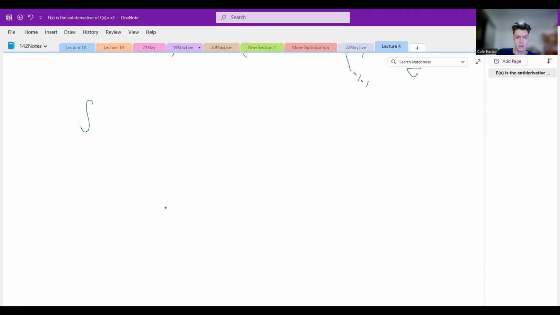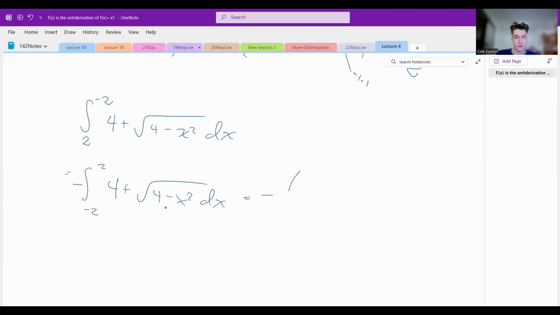So once again, let's do one more example. Let's say the integral from 2 to -2 of 4 plus the square root of 4 minus x squared dx. The first thing we want to do is look at these bounds. We're going from +2 to -2, so let's switch this so that we're going from left to right, and then we can think about these areas as usual. That equals negative the integral from -2 to 2 of 4 plus the square root of 4 minus x squared dx. Then we're just going to break up this integral. We don't want to forget those parentheses.